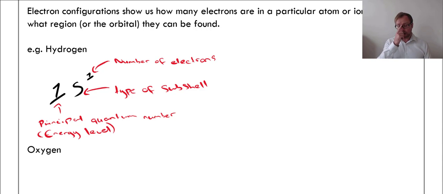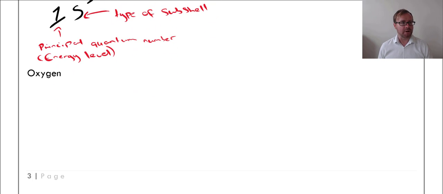So hydrogen has an electron configuration of 1s1, which means that it has one electron on the first energy level in an s subshell, which is in an s orbital. Okay, right, what about oxygen?